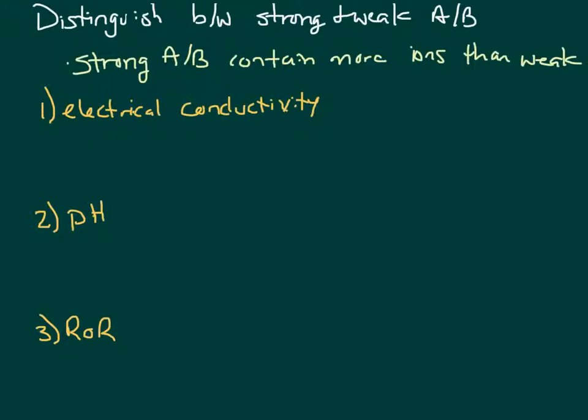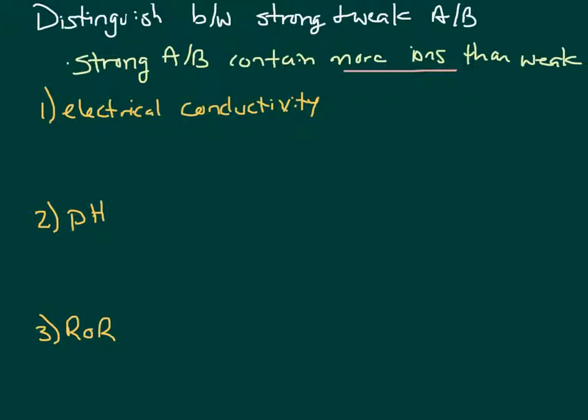How do we distinguish between strong and weak acids and bases then? Well, we know, or we assume, strong acids and strong bases go to full dissociation. Therefore, they're going to contain more ions in solution than a weak acid or base. So there are actually 2 tests which we can run, and 1 we can observe, in order to test the strength of an unknown acid or base. Looking at electrical conductivity.